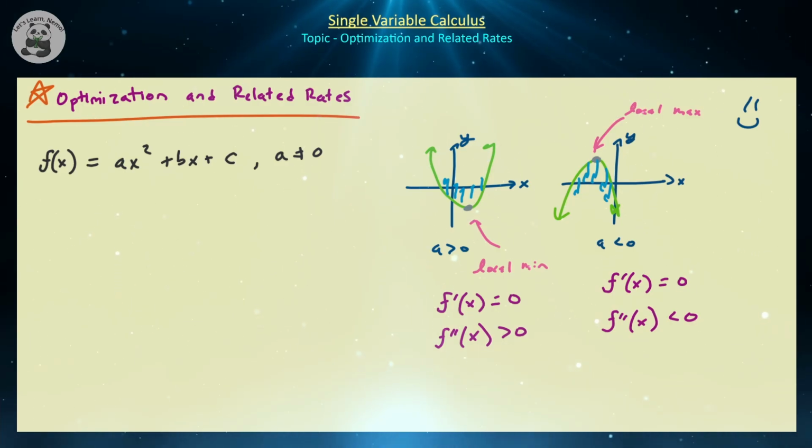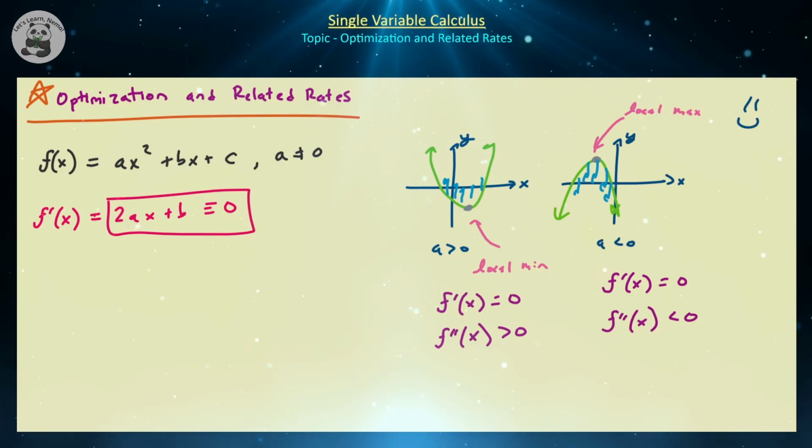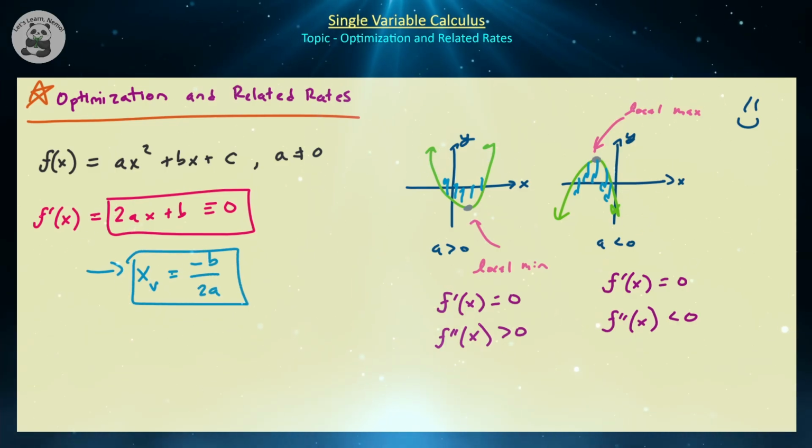So where exactly is this particular vertex located? We can find that algebraically because we can just take the derivative of this function, which by the power rule is going to be 2ax plus b, set that equal to 0, and then solve the resulting equation for x. So the x-coordinate of the vertex is just going to be equal to minus b all divided by 2a, and that gives us our result.